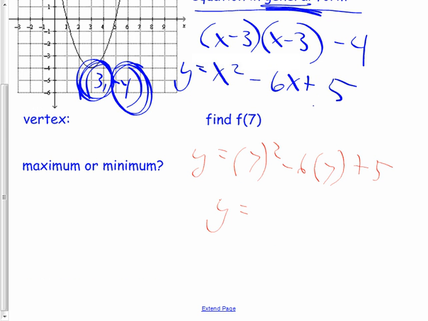Somebody have a seal in here or what? 49, got a seal for Thanksgiving.